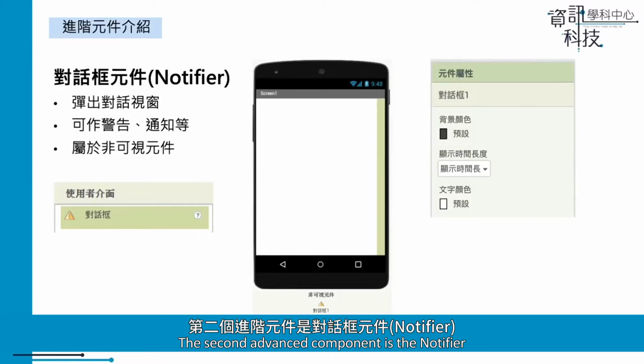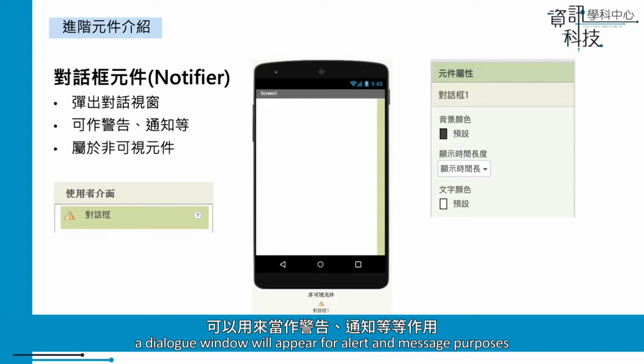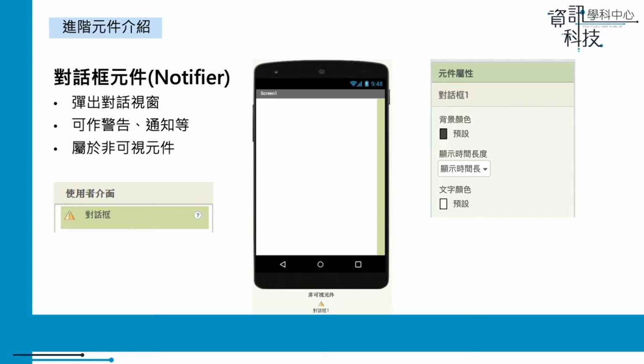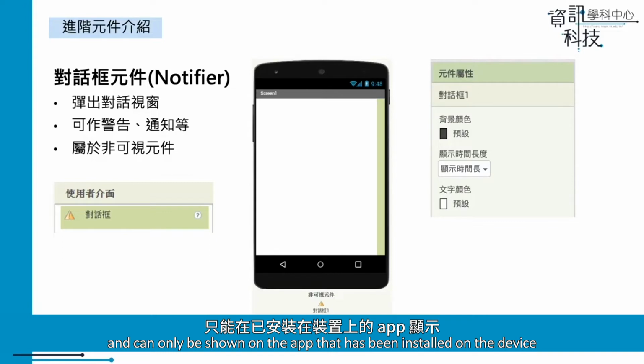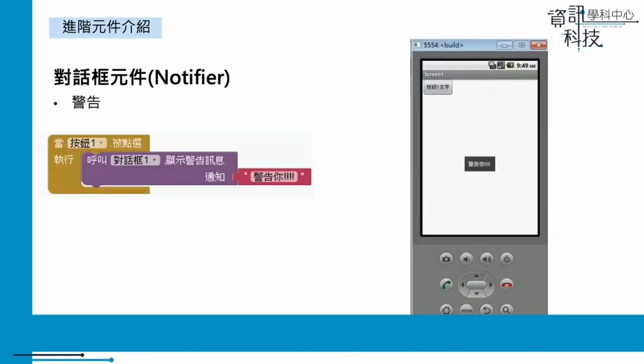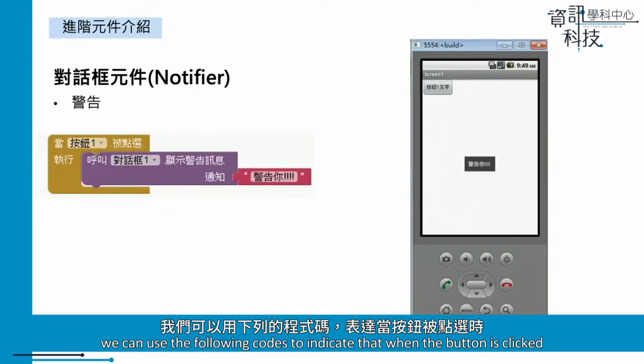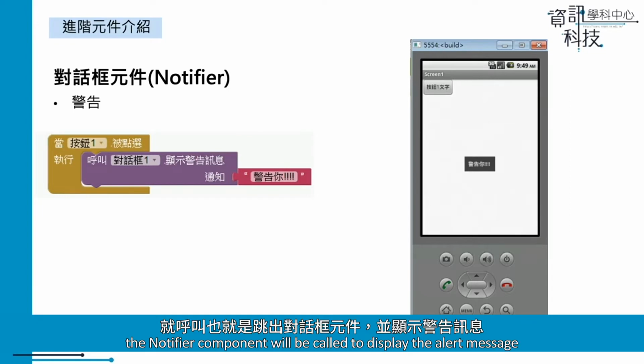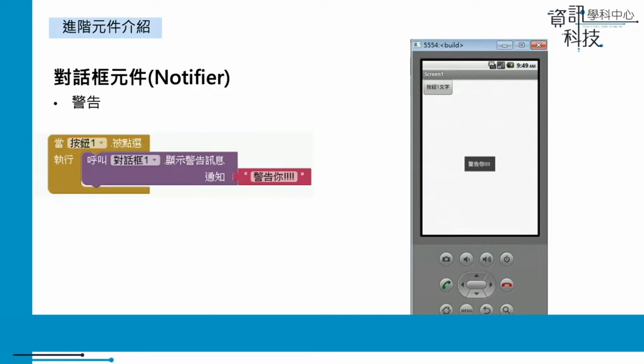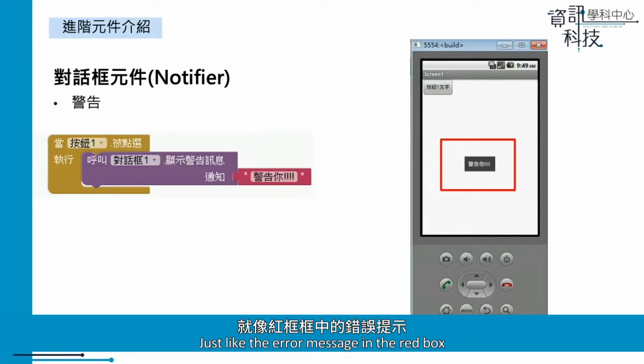The second advanced component is the Notifier. When using this component, a dialog window will appear for alert and message purposes. Note that it is a non-visible component and can only be shown on the app that has been installed on the device. When using the Notifier for alert purposes, we can see the following codes to indicate that when the button is clicked, the Notifier component will be called to display the alert message. Just like the error message in the red box.